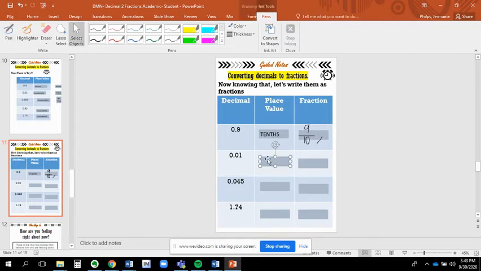Let's go to the next one. This one is in the hundredths place. So now that we know it's in the hundredths, you guys go ahead and solve it out. I'm going to pause for a second. I want you to try to do these last three on your own.